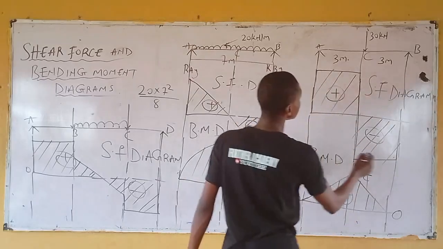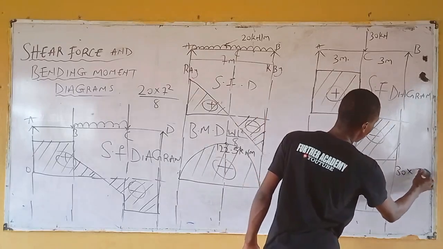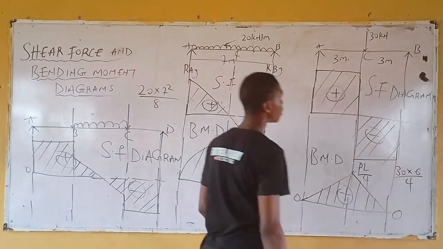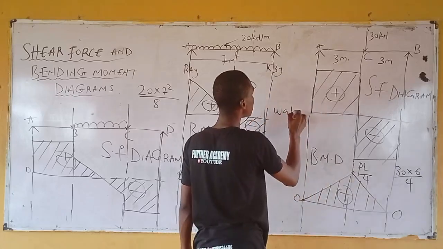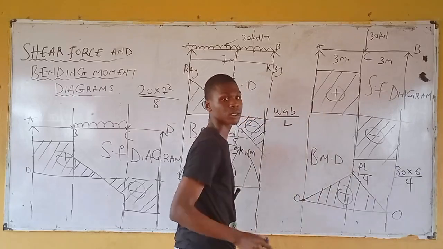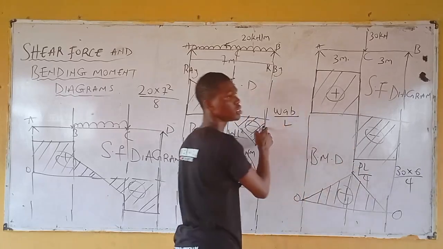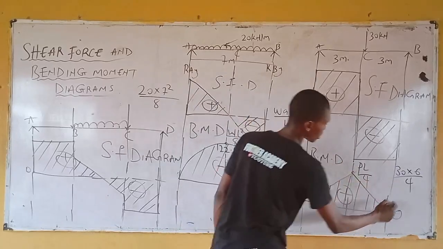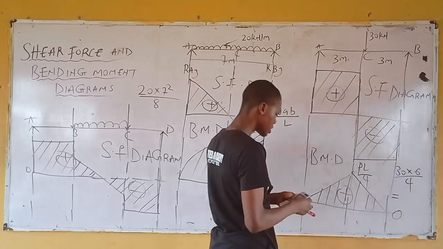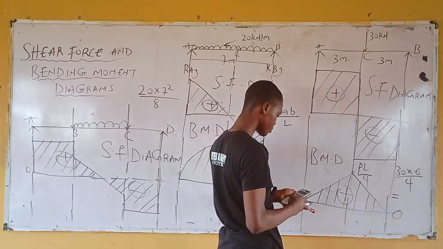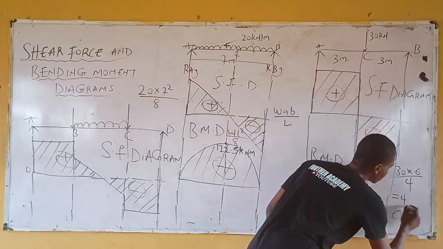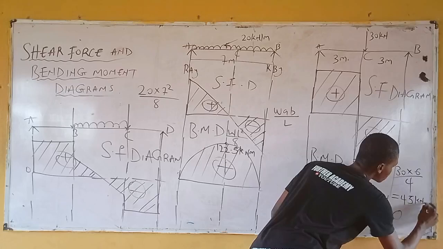Right? Similarly, for this guy, that becomes PL over 4, meaning 30 times 6 all divided by 4. You either use this formula or you use WAB over length. Either you use this or you use this. Let's use this. What's the answer? 30 times 6 is 45. This is what? 45 kilonewton meter.